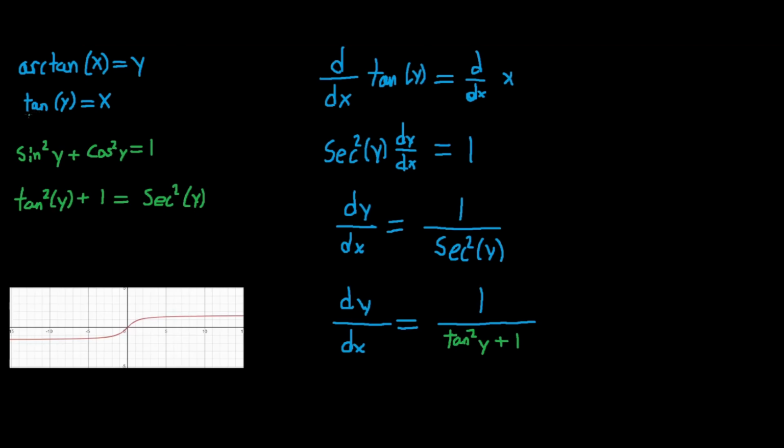And then if we look up here, tangent of y itself is equal to x. So I can rewrite this as dy over dx is equal to 1 over x squared plus 1. And that's the derivative of arctangent of x. And I went ahead and got the graph of arctangent of x down here in the bottom left. And it quite literally is one of these segments of the tangent function reflected across the y equals x line, which is going to be this line right here.